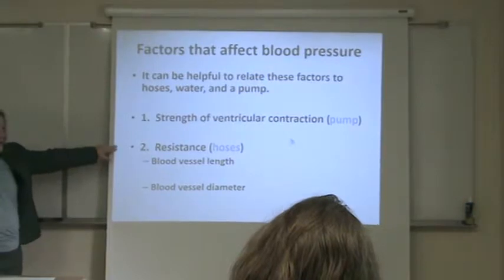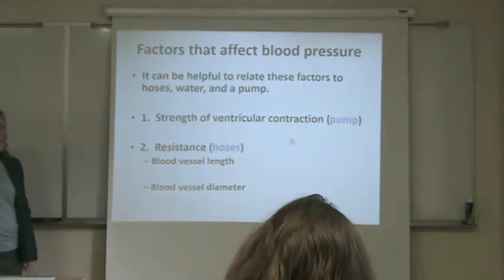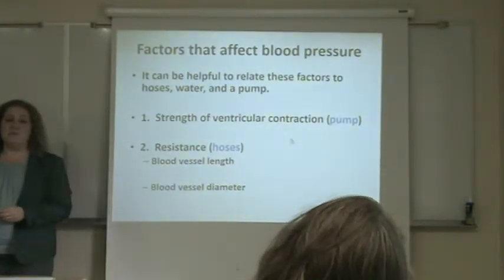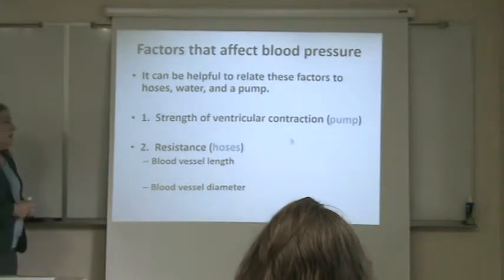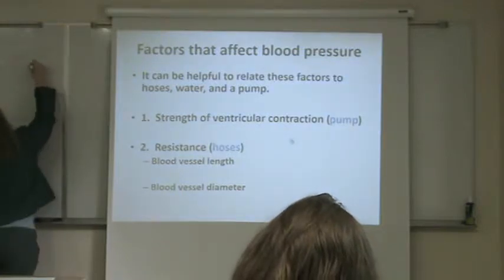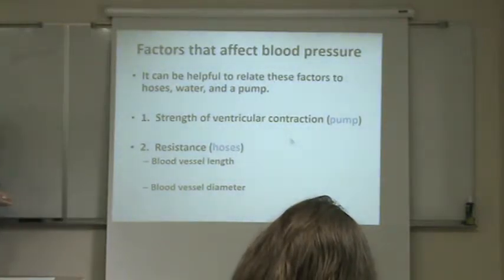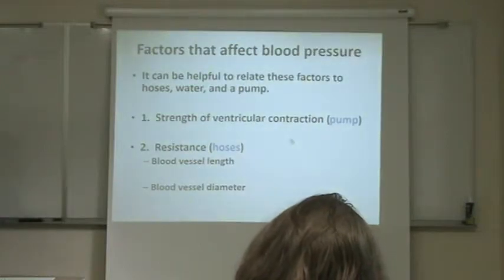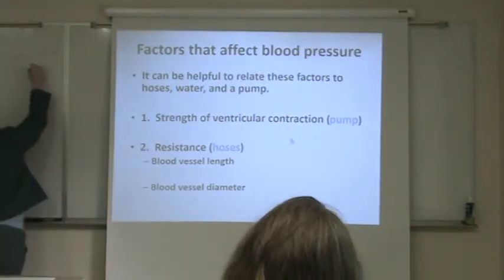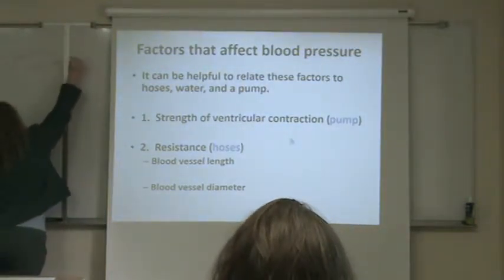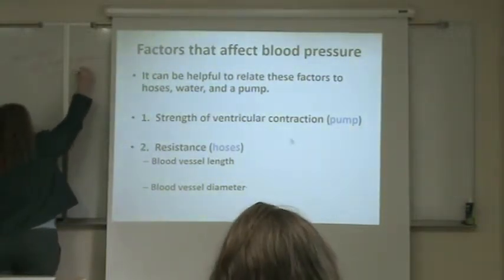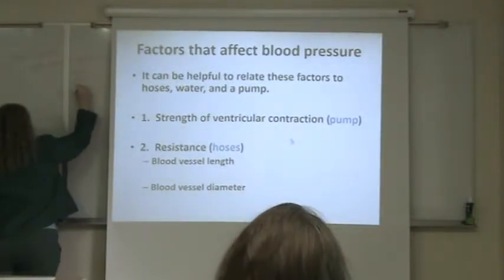The second factor is the resistance, and this is a more difficult concept. Resistance is like, let's talk about the hoses or the tubes. The longer the tubes, or the more tubes in general, the more pressure you need to move blood through.